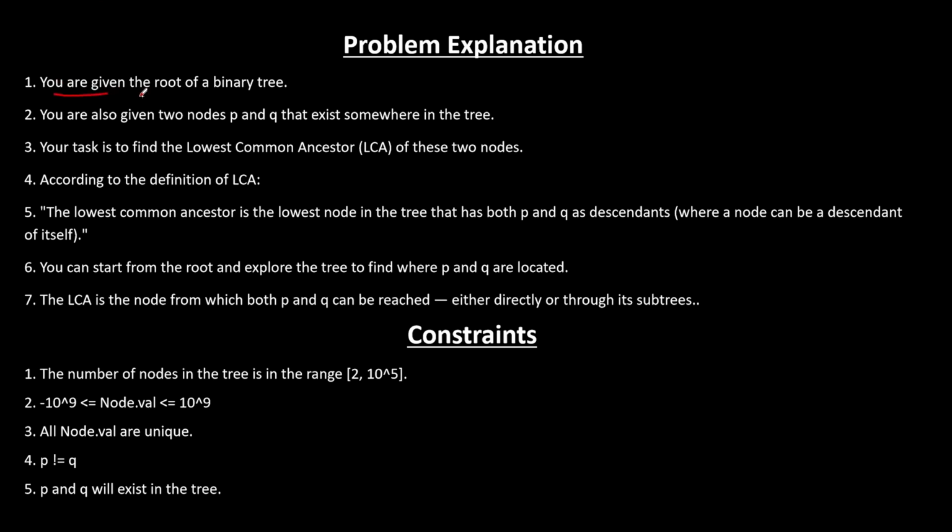So you are given the root of a binary tree. You are also given two nodes P and Q that exist somewhere in the tree. Now our task is to find the lowest common ancestor of these two nodes.